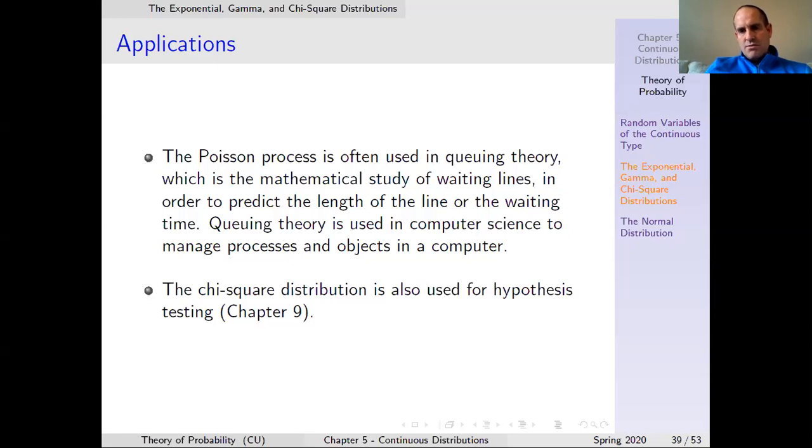That comes up in something called hypothesis testing, which if you're in probability theory, we won't do in this class, but if you're in probability and statistics, we will. The chi-square distribution helps us with something called goodness of fit. There's a chi-squared goodness of fit test.